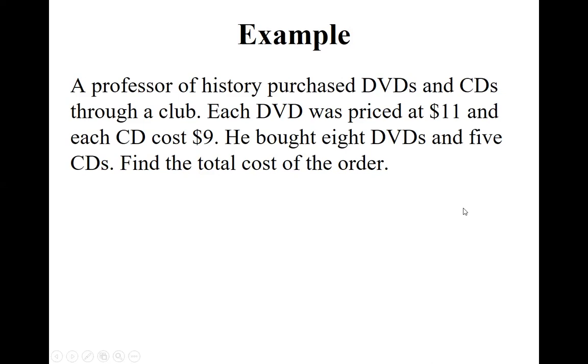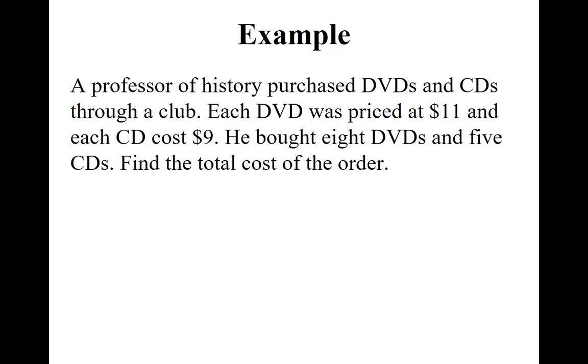A professor of history purchased DVDs and CDs through a club. Yes, this is something that actually used to happen in the past. And before DVDs and CDs, it was cassettes. Each DVD was priced at $11 and each CD cost $9. He bought 8 DVDs and 5 CDs. Find the total cost of the order.